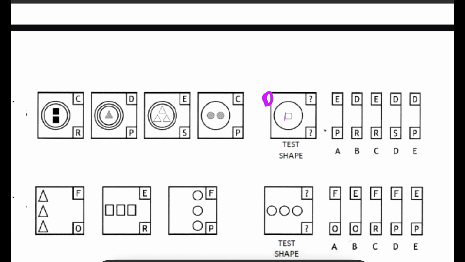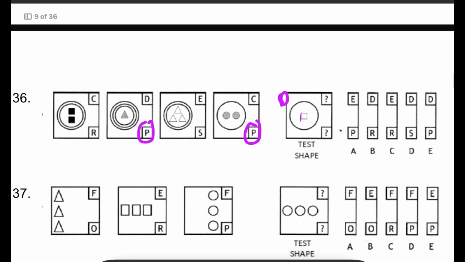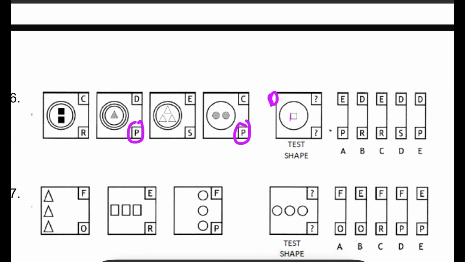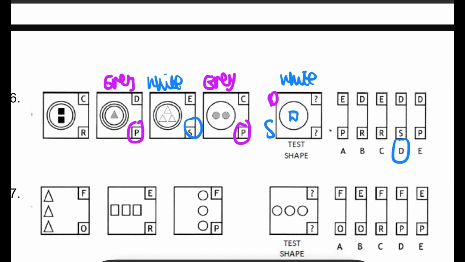Now on to the second letter. So these two both have a P as the second letter, and they both have a grey shape. The test shape is white, same as this one. Second letter here is an S, the second letter here will be an S, DS, the answer is D.